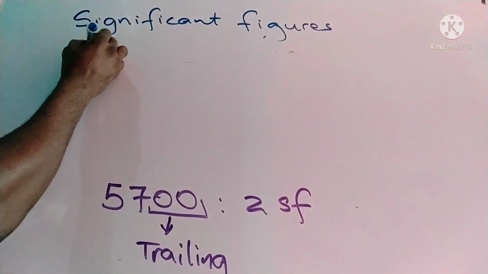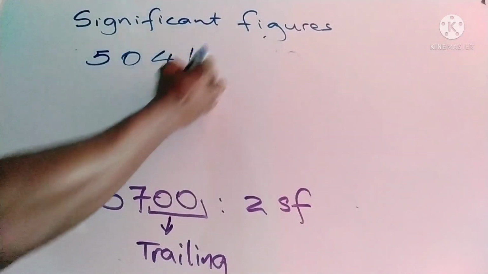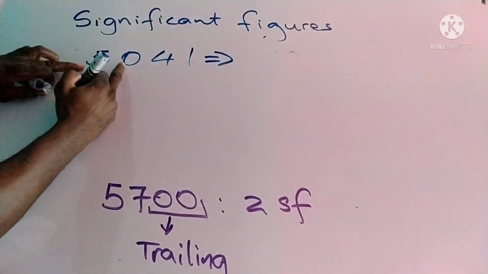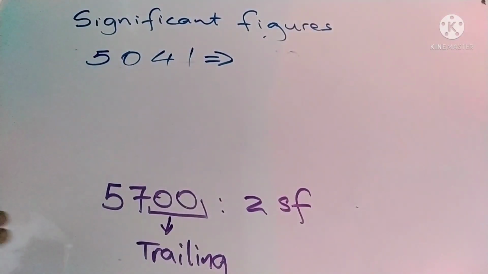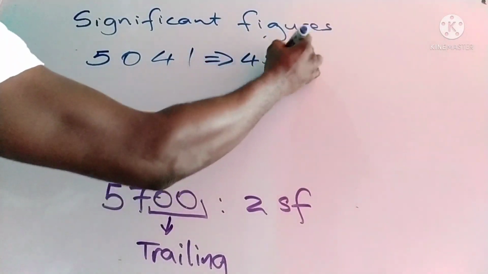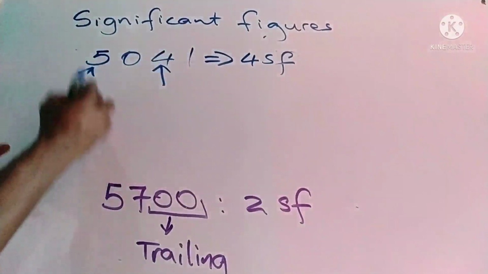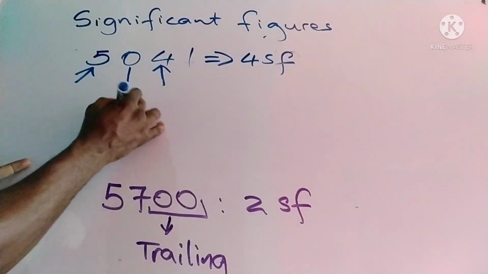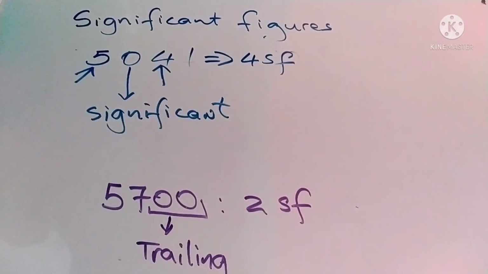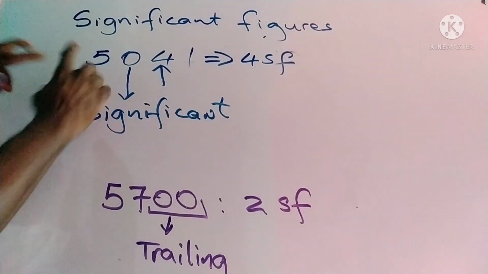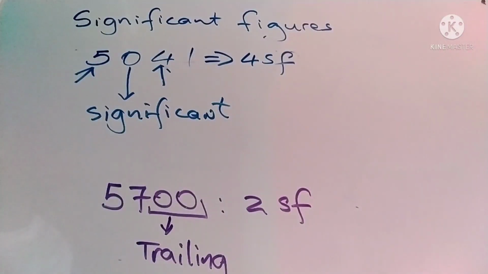One, if I have like a 5041, because this 0 is between other significant figures, then automatically I would have 4 significant figures here, because when zeros are between other significant figures, then they become significant. You understand? They become significant when they are placed between other significant figures. So this 0 is now significant, which would have made this 1, 2, 3, 4 significant figures.